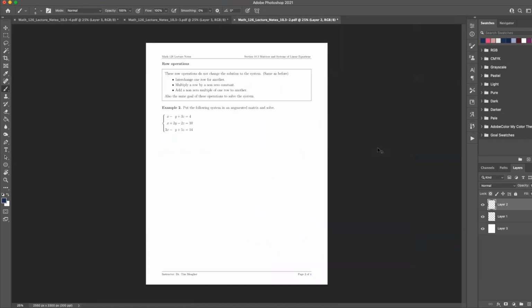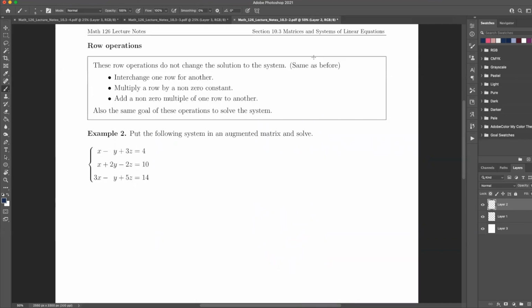Here we can perform row operations to define the solution system, same as before. We're going to interchange one row for another. Interchanging rows is the same thing as interchanging equations, multiplying one row by a non-zero constant is the same thing as multiplying an equation by a non-zero constant, and adding a non-zero multiple of one row to another is the same thing as adding the two equations. These are the same operations used to solve the system.